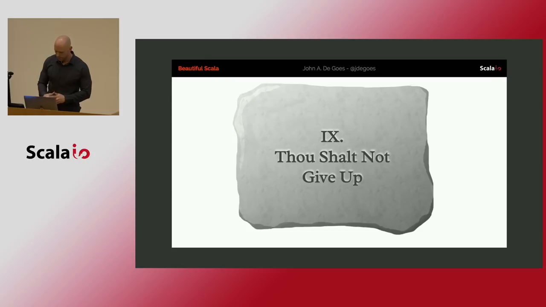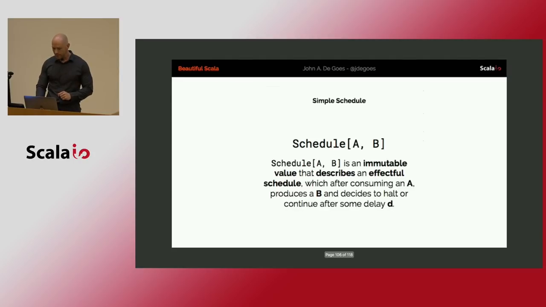Nine, thou shalt not give up. So ZIO has a way for you to do retries and repeats called schedule. And what schedule is, schedule of A, B, it's an immutable value, like everything in ZIO, that describes an effectful schedule. And what happens is the schedule consumes values of type A and emits values of type B. Every time it emits a value of type B, it can decide whether to continue the schedule or to terminate it. And if it decides to continue, it can specify a certain delay to wait.